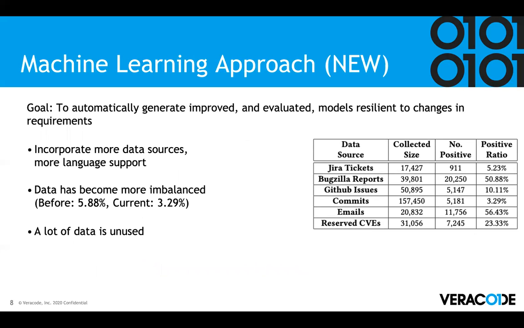Hence, we worked on this new machine learning approach that will automatically generate improved and evaluated models, which would be resilient to changes in our curation requirements, such as adding more data sources or adding a new programming language support. Over time, we also find that our data has become more imbalanced, to as low as 3.29% labeled as vulnerability. This will be an issue for the performance of our future machine learning models. And to deal with this situation, we have thought of implementing new features in our machine learning routine. So now I'd like to pass my time to Abhishek, who will continue on with the topic.